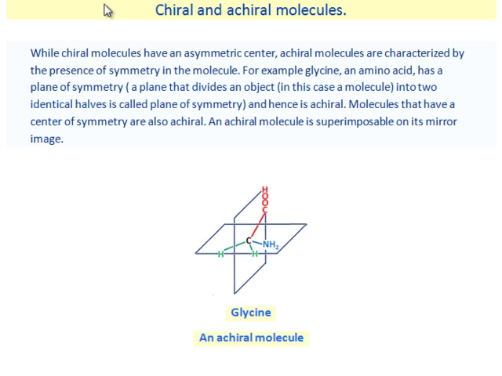Chiral and achiral molecules. While chiral molecules have an asymmetric center, achiral molecules are characterized by the presence of symmetry in the molecule. For example, glycine, an amino acid, has a plane of symmetry and hence is achiral. Molecules that have a center of symmetry are also achiral. Achiral molecules are superimposable on their mirror image.